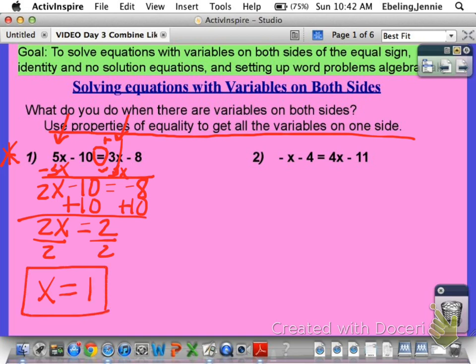Remember, if you want to know if you have the right solution, plug that 1 in for all of the x's and show that both sides of the equal sign really do produce the same number. Let's take a look at example 2.